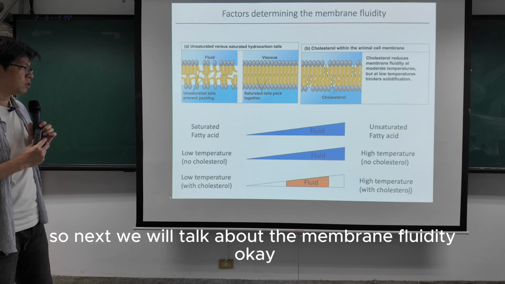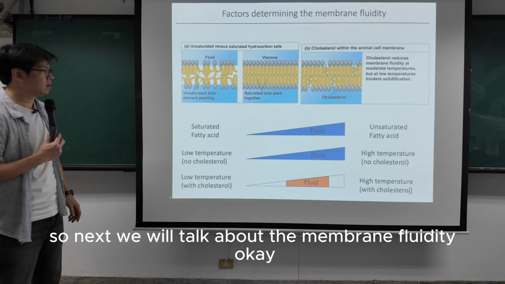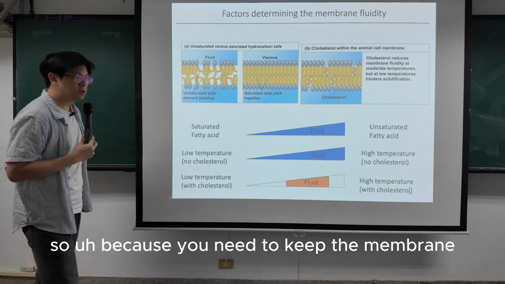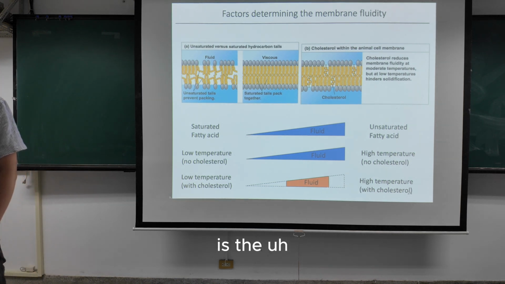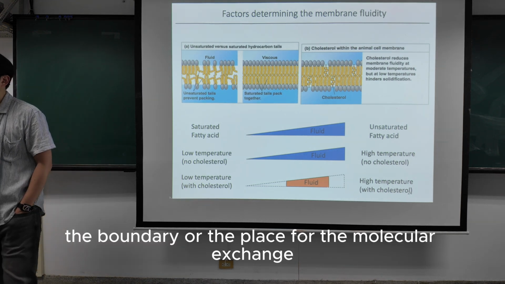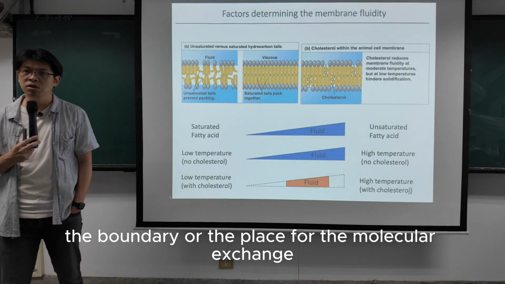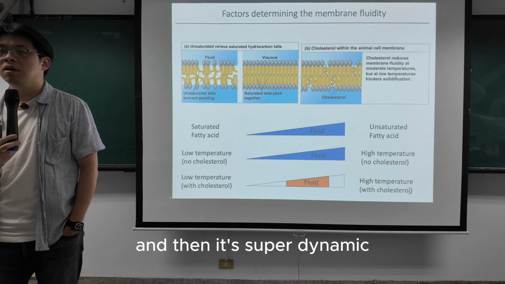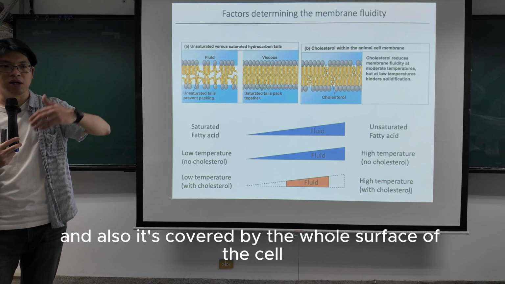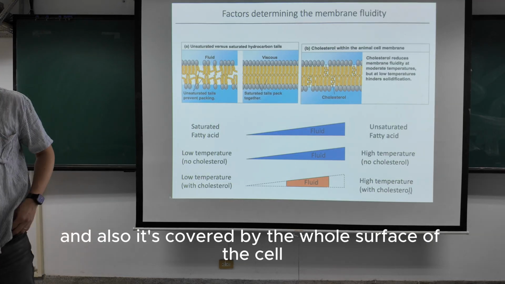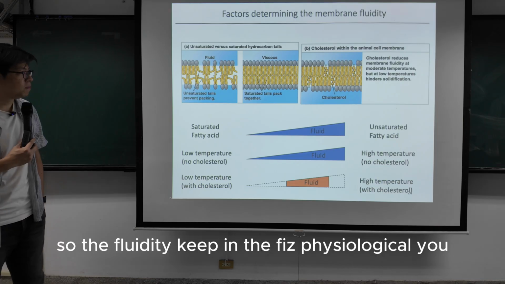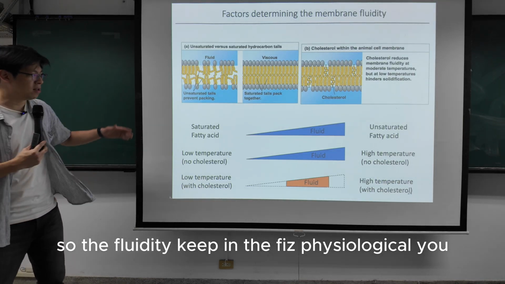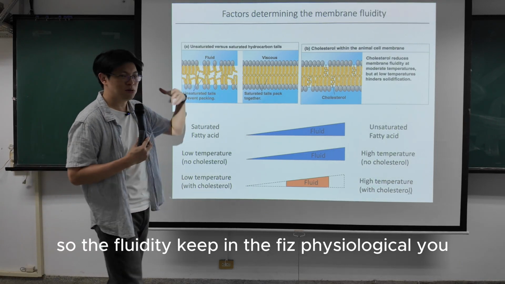So next we will talk about membrane fluidity. As I mentioned before, the membrane is the boundary and the place for molecule exchange, and it is super dynamic. It also covers the whole surface of the cell, no matter what the shape of the cell is. So the fluidity needs to be kept in the physiological range.